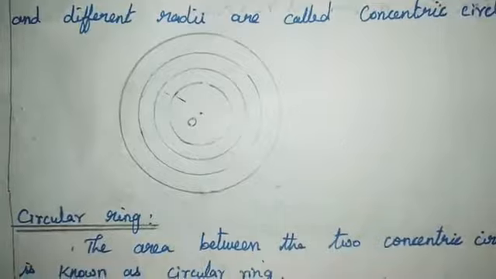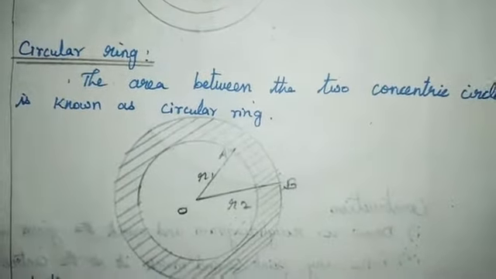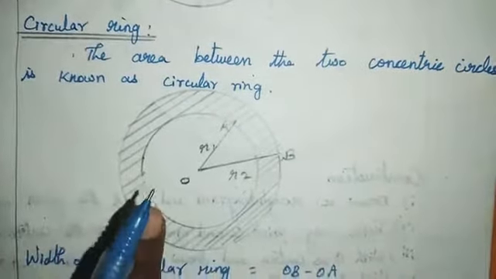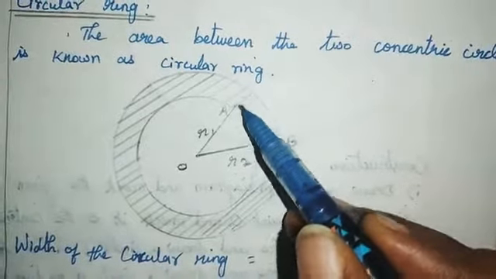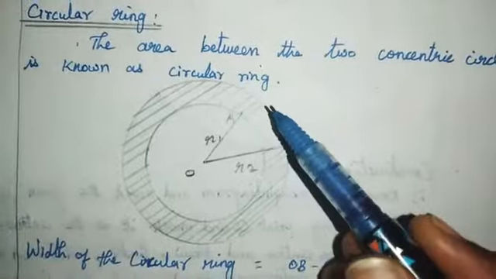The next one is the circular ring. The area between two concentric circles is known as a circular ring. Suppose you draw two concentric circles, and the area between the first circle and the second circle, we call it a circular ring.